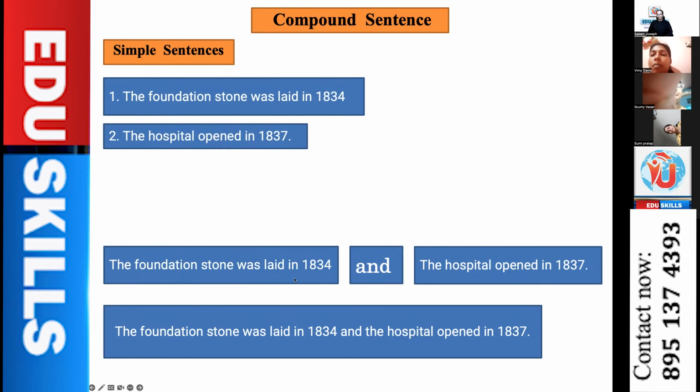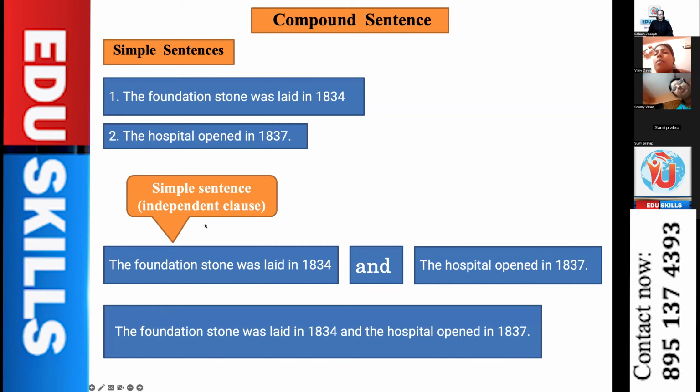You see, the foundation stone was laid in 1834. The conjunction, coordinating conjunction, we call it. There are also subordinating conjunctions, which we will see later. The foundation stone was laid in 1834, and this is the same sentence. The hospital opened in 1837. So no changes are made between the two simple sentences. Only one conjunction is added. So: the foundation stone was laid in 1834 and the hospital opened in 1837.